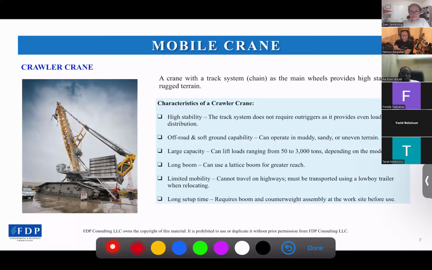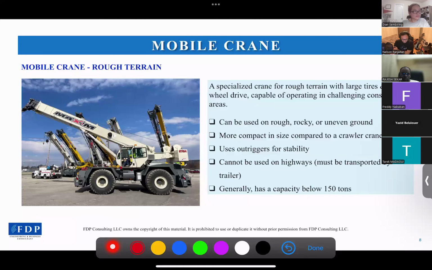Besides all the pros that we already discussed, this type of crane also has cons. They are limited mobility and long setup time. And then we continue with another mobile crane. The next one is the rough terrain crane.